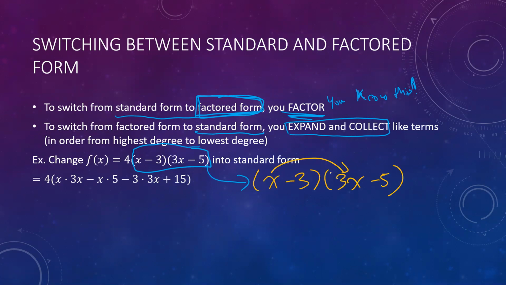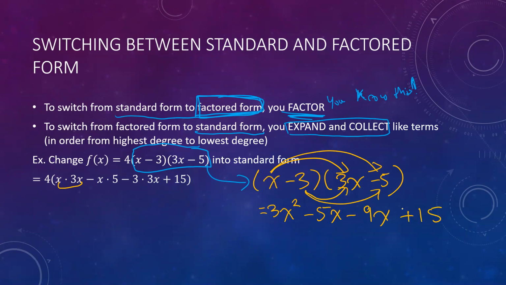And I showed all the work here, but you don't have to do that. So x times 3x is equal to 3x squared. And so I'm showing what we're doing there. And then I take x times -5, which is -5x. And be careful with the signs. -3 times 3x is -9x. And finally, -3 times -5 is +15, right? So a negative times a negative is a positive. Then you simplify this, you end up getting 3x squared minus 14x plus 15.